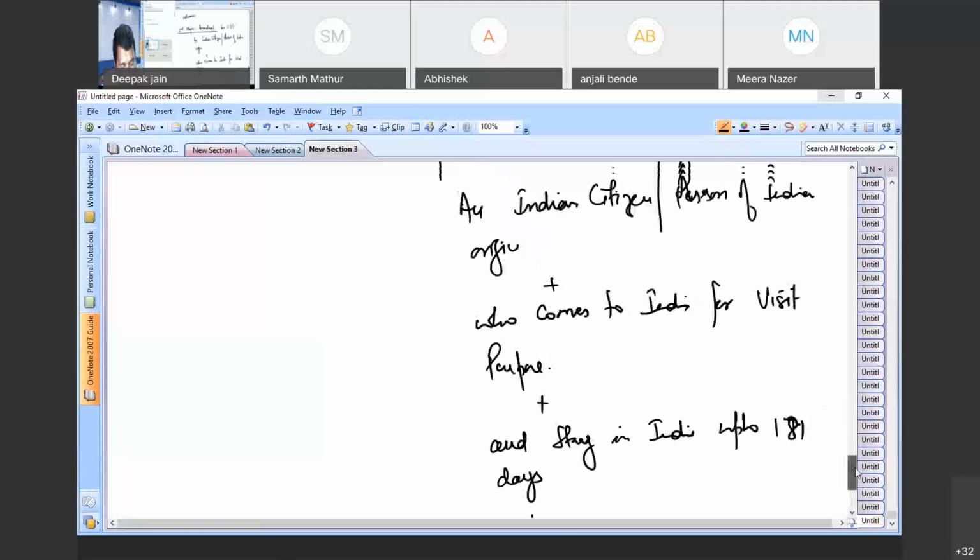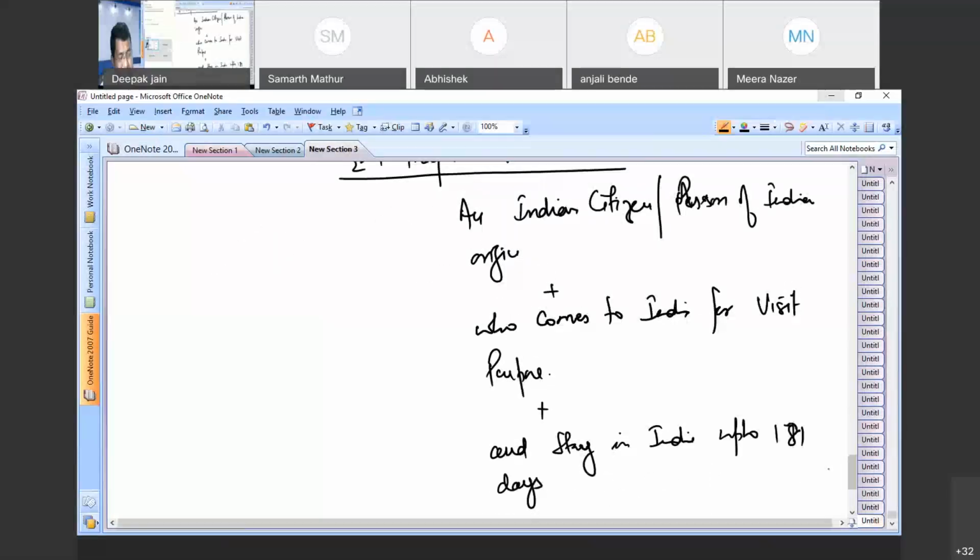Any ifs and buts in this point? An Indian citizen or person of Indian origin who resides abroad and comes to India for visit purpose, then stays in India up to 181 days, he shall be treated as non-resident. If stay is 182 days or more, he shall be treated as a resident. Any ifs and buts? No, sir.